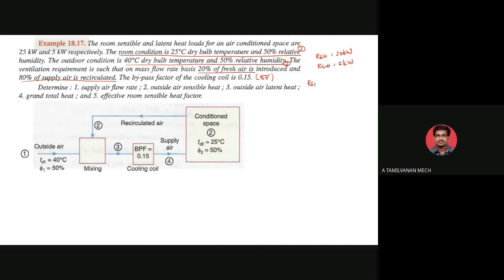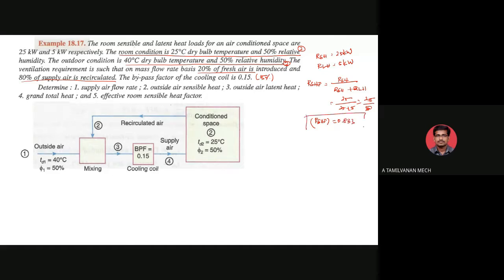What is meant by room sensible heat factor? It is the ratio of room sensible heat divided by room sensible heat plus room latent heat. So it is equal to 25 divided by 25 plus 5, that is 25 divided by 30. Finally, the room sensible heat factor is equal to 0.833.